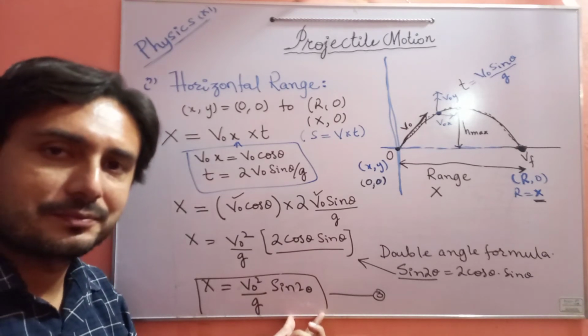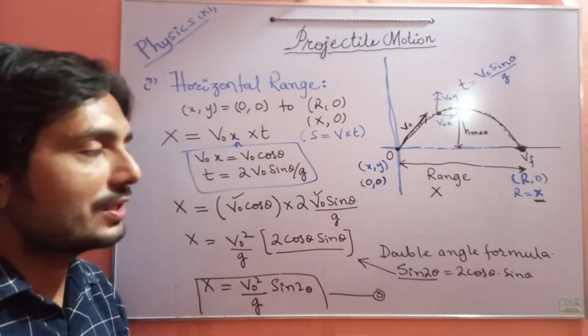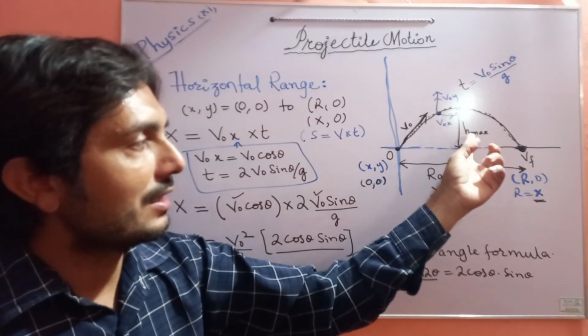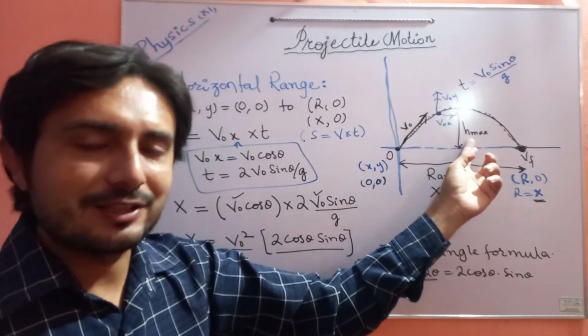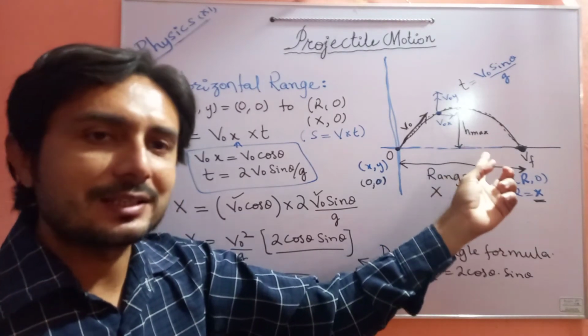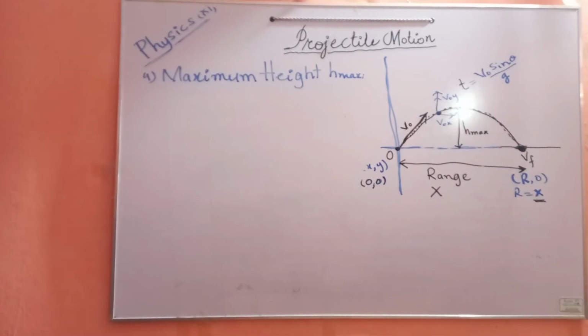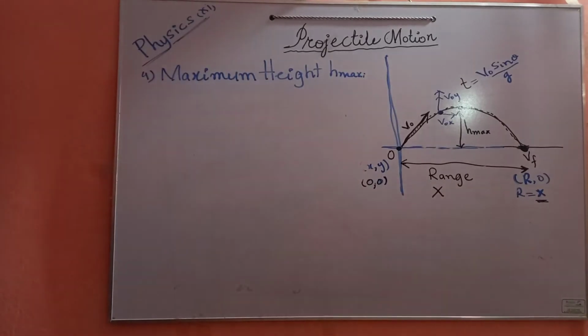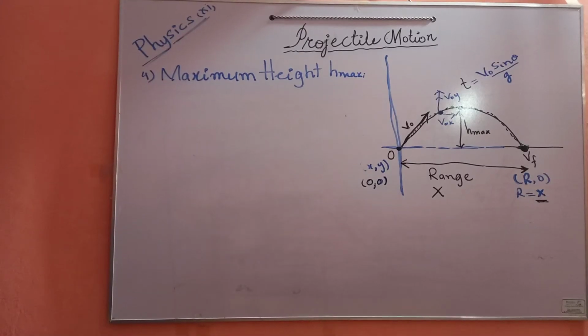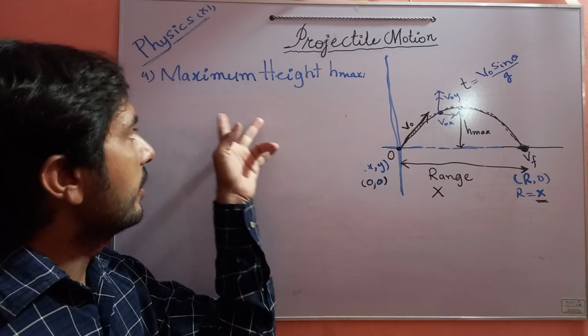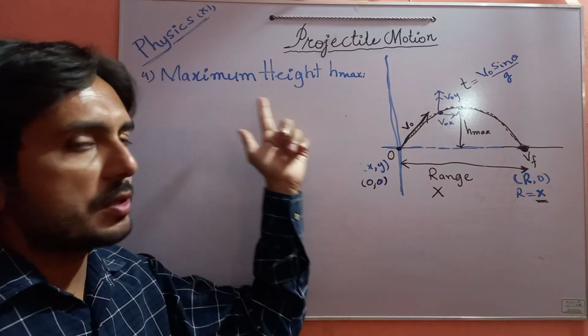Now we are moving towards our last equation, and that is the equation of the maximum height, the formula to determine the maximum height. Let's move towards it. Okay, the final equation is the equation to find out the maximum height.